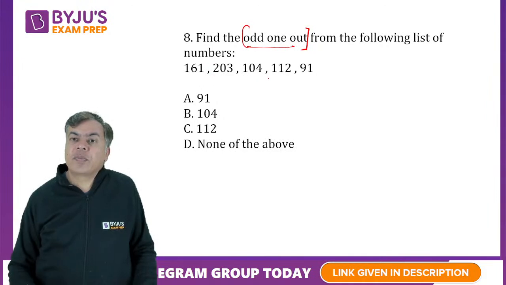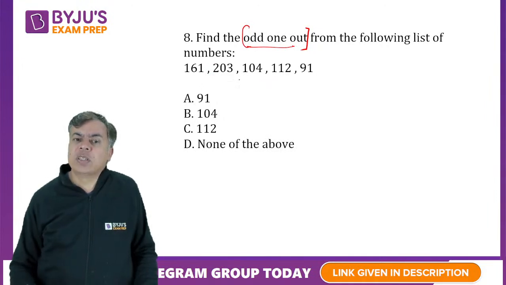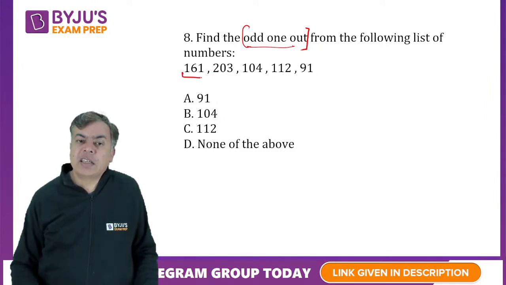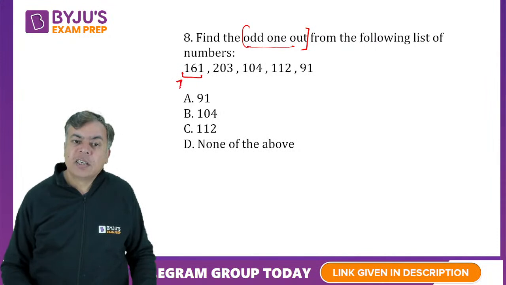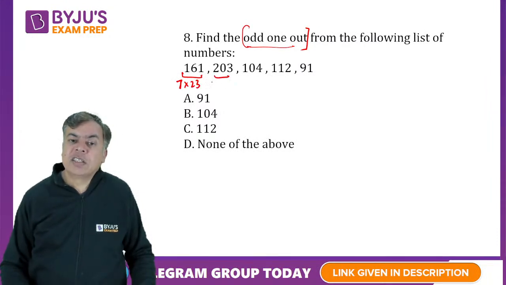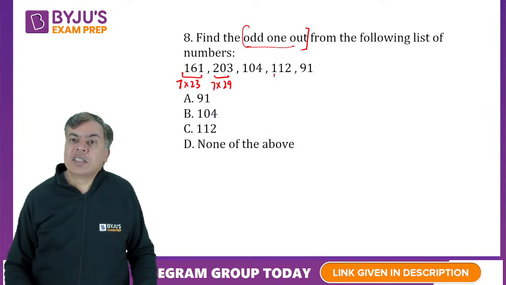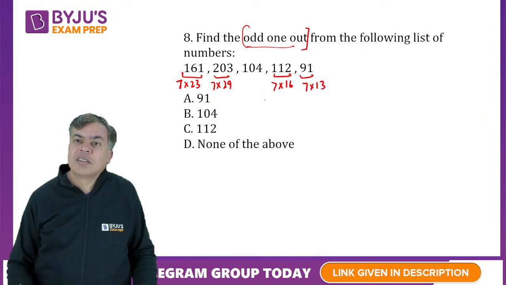I can't find any relation with the squares and all, but I can see that this number is 7 into 23. Just see, I am writing the numbers. 7 into 23. This is 7 into 29. This is 7 into 16. This is 7 into 13. But this number is not a multiple of 7.